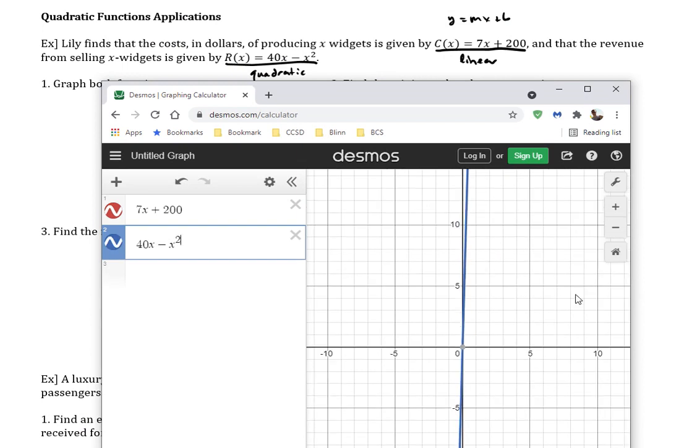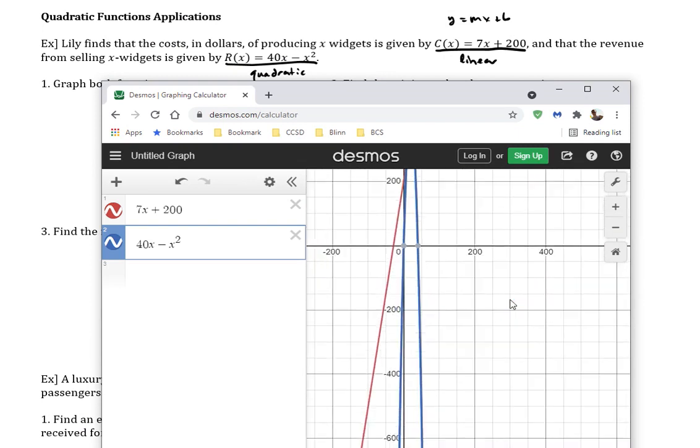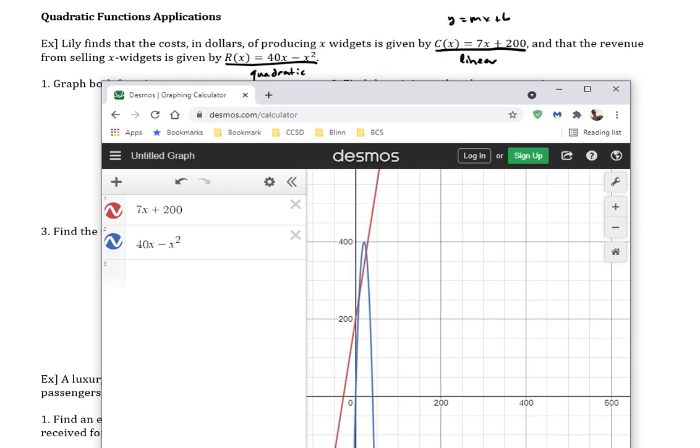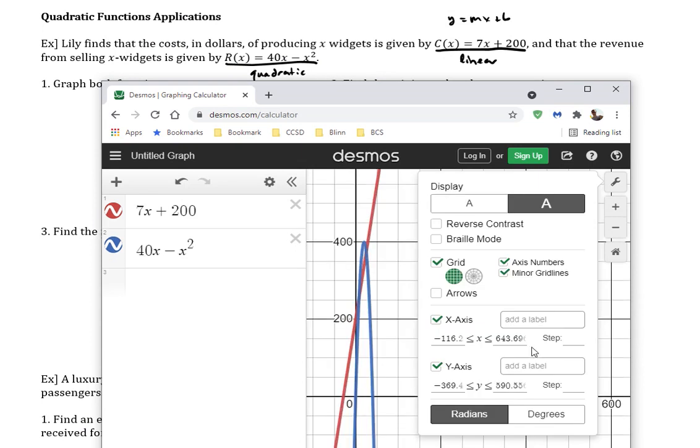Notice it's not giving us much to actually look at because the window's too small. So this is what's nice, you can zoom out pretty quick. But notice it's not very accurate. So that's where you can use this wrench, the graph settings. First, let's make it a little bolder so we can see it better, and then let's change our axis.